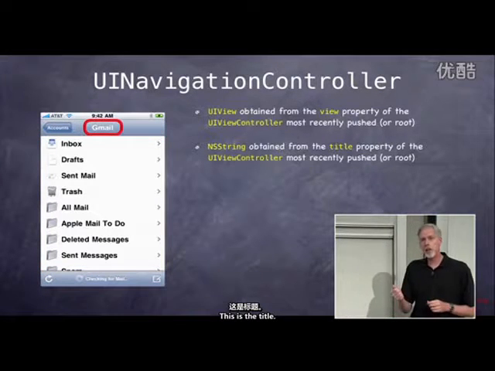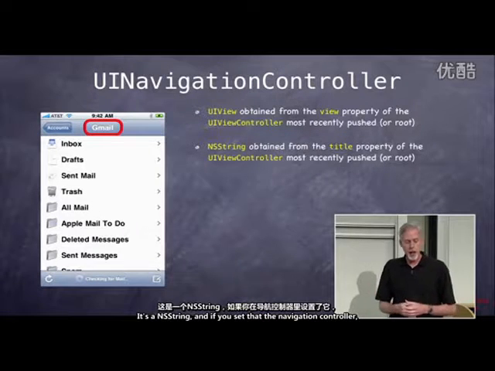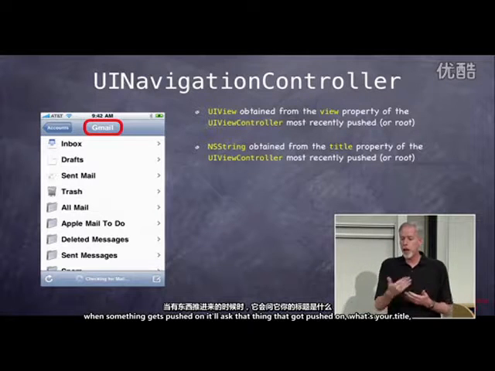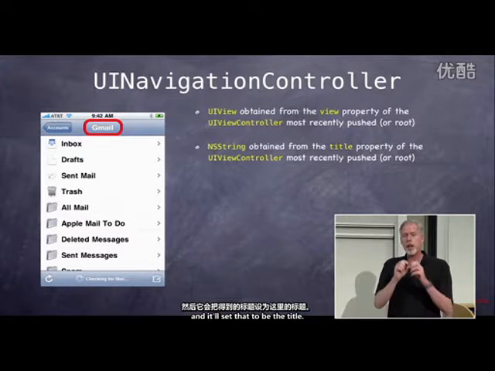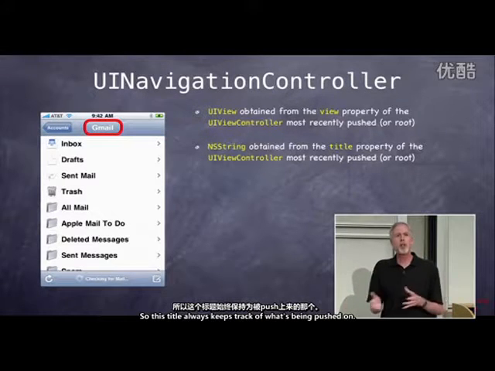This is the title. There's actually a property in view controller called title. It's an NSString. And if you set that, the navigation controller, when something gets pushed on, will ask that thing that got pushed on, what's your title? And it'll set that to be the title. So this title always keeps track of what's being pushed on.